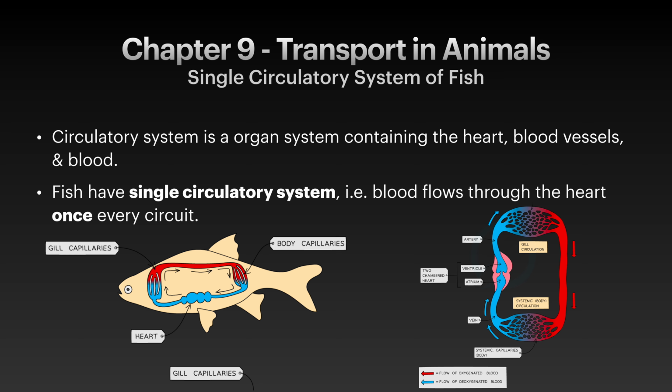Let's deal with the single circulatory system of fish here. In fish, blood passes through the heart only once during each complete circuit of the body. Here's the pathway. It starts from the heart, moves to the gills where it picks up oxygen, and then the blood transports the oxygen and nutrients throughout the body, and then it comes back to the heart. There are just two chambers in the heart, one atrium and one ventricle, and that's it.